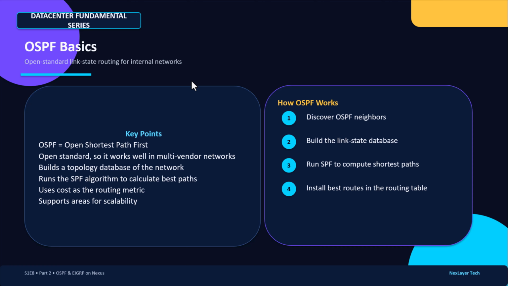OSPF also supports a hierarchical design using areas. Area 0 is known as the backbone area. Other OSPF areas should normally connect to Area 0. This area-based design helps OSPF scale in large enterprise and data center networks. So, the important ideas are simple. OSPF builds a map of the network, calculates the shortest paths, and installs the best routes into the routing table.